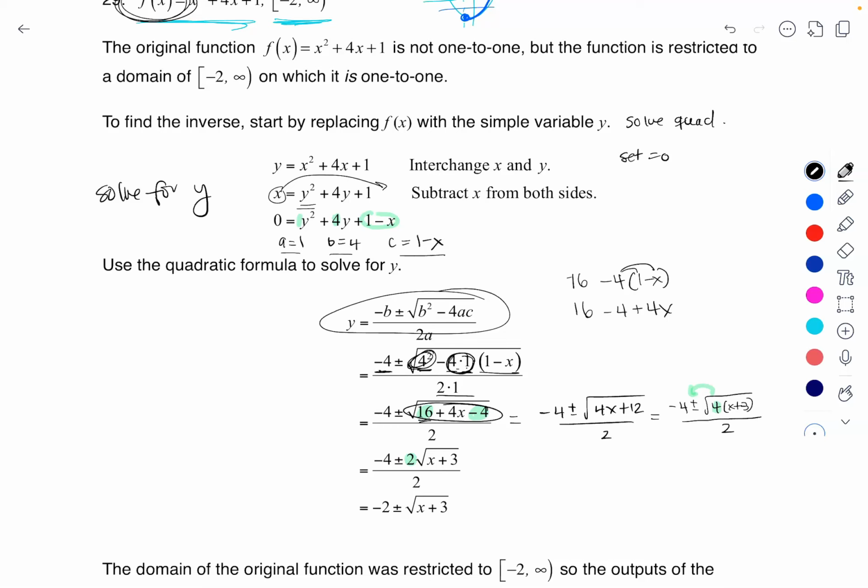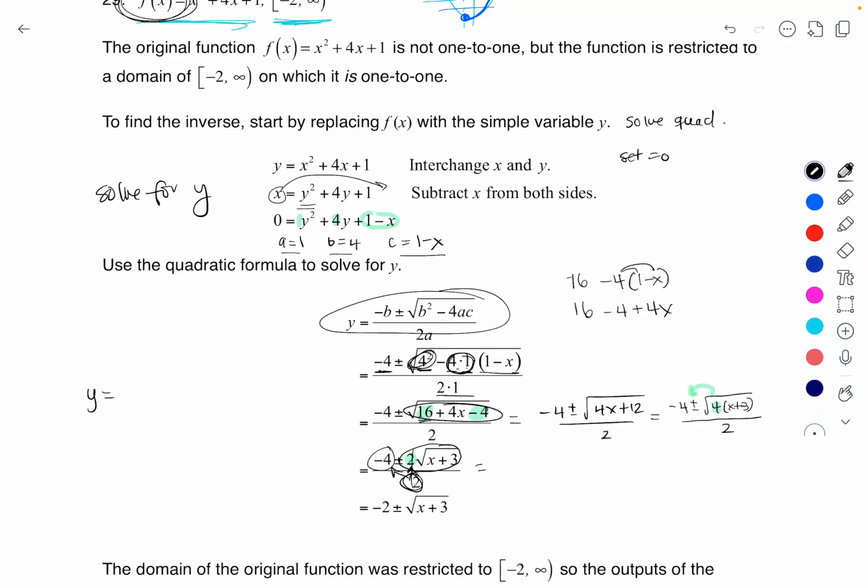All right, and then what I wind up doing is this 2 can divide into both of those terms on the numerator. So -4 over 2 is -2, and then 2 root (x plus 3) over 2, the 2's cancel, and that's why you see there's no coefficient in front of that radical anymore. So I've simplified that radical, and that's all great, but we've got to figure out which of these two functions is my inverse. So I have two candidates.